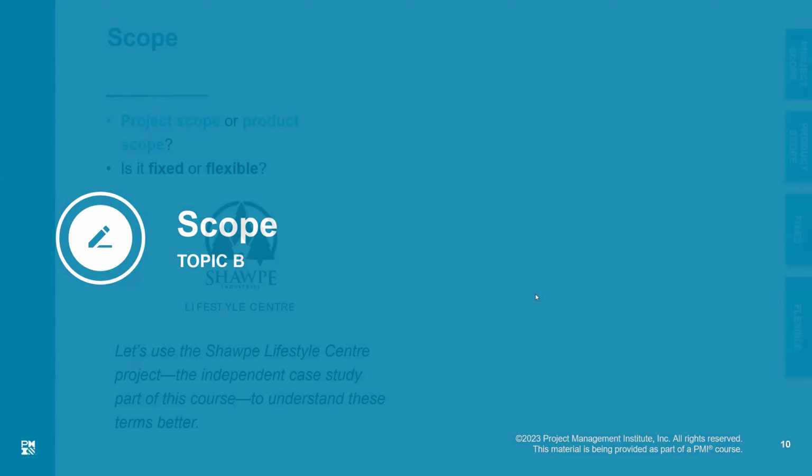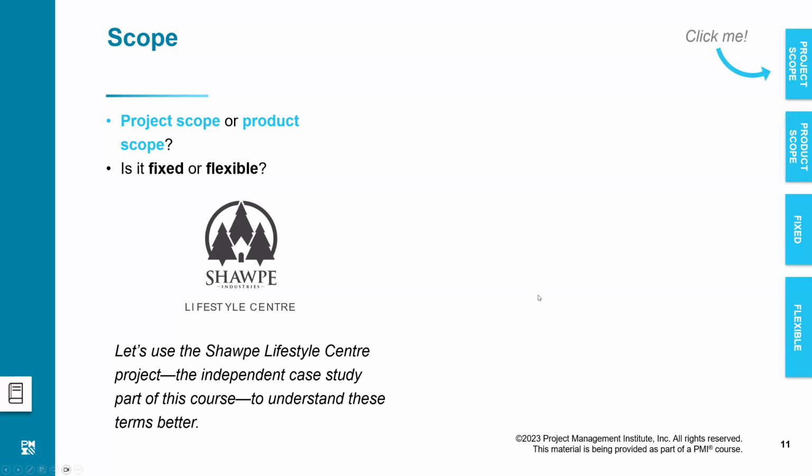So we develop, as I said, two management plans in scope. First is the requirement management plan. Based on that, then we develop the scope management plan. I hope you understand my point. What is the difference between scope, project scope, and the product scope?